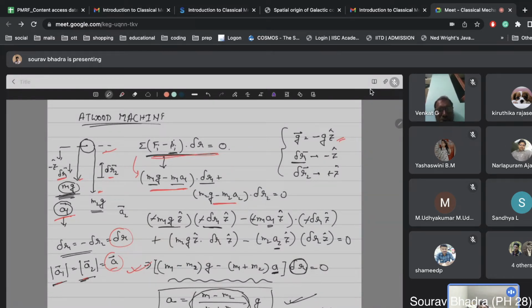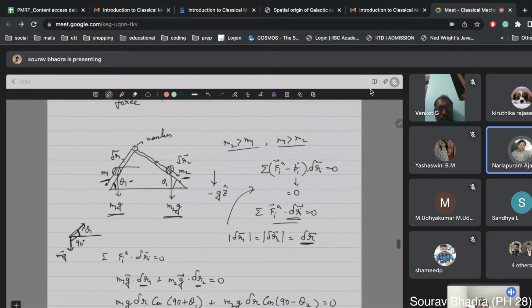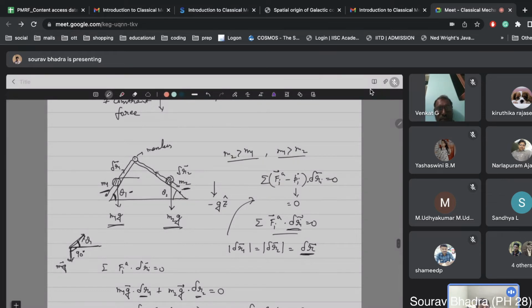As it is an incompressible string, there will be no stretch or compress of the string. That's why the acceleration will be the same. If the string is not incompressible, then it will not be the same. It is the same as this previous example. We have taken the incompressible string assumption for the sake of simplicity. If that is not incompressible, it will be much more difficult.